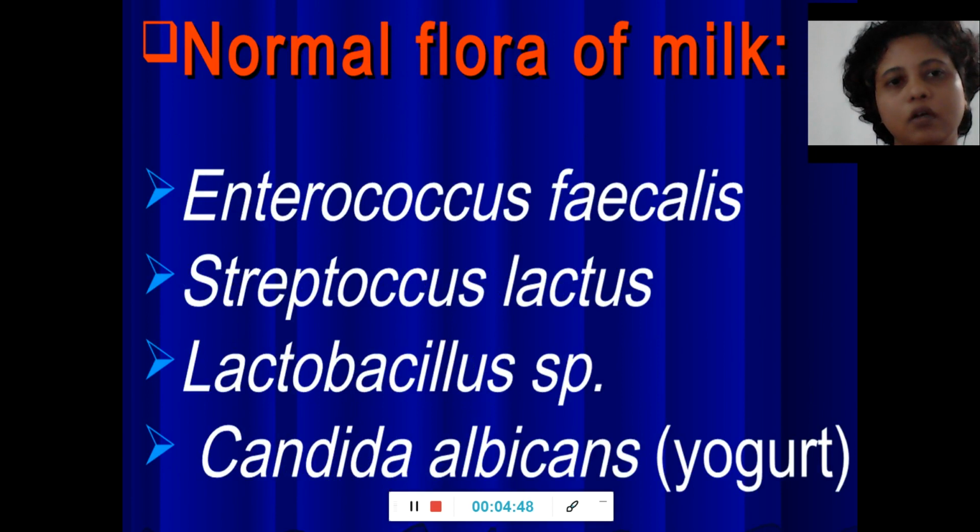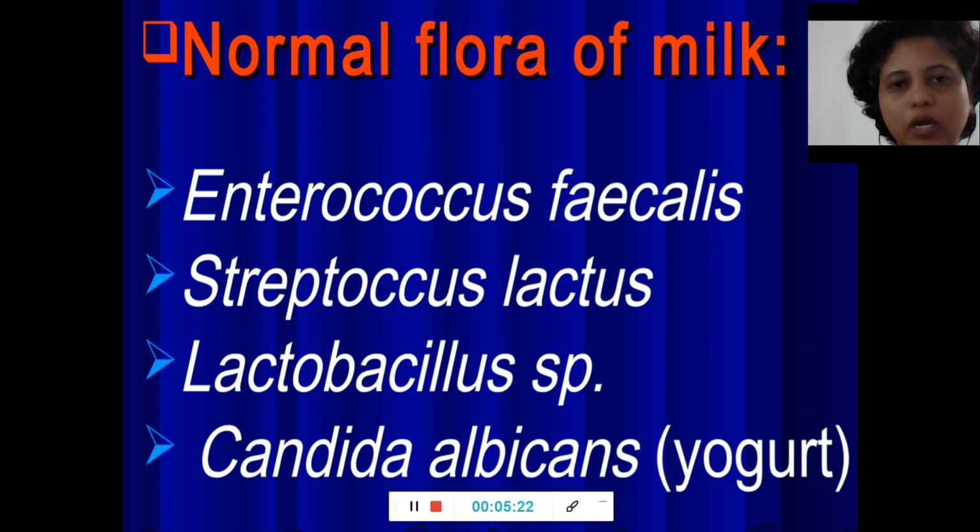Now, we always consider that food should be devoid of microbes, but in the case of milk, it is just the vice versa. There is certain normal flora inherent in milk which is quite essential for our body's health. Now you can see Enterococcus faecalis. Enterococcus faecalis comes from the animal, because during the milking process Enterococcus faecalis can come.